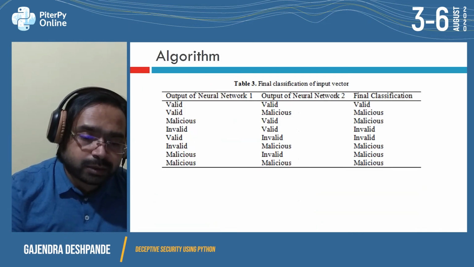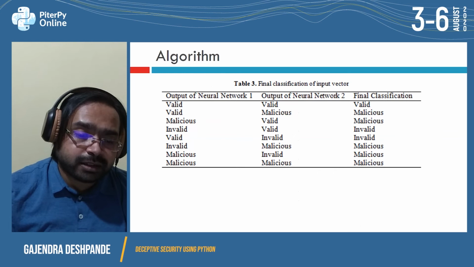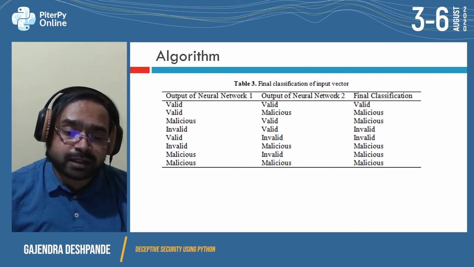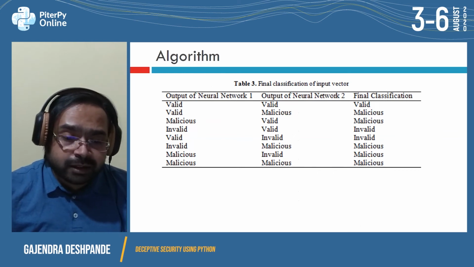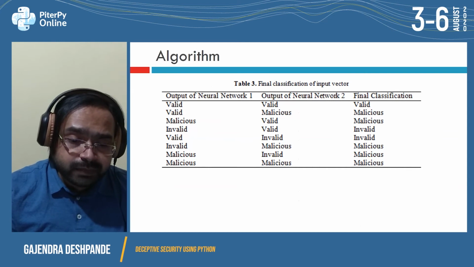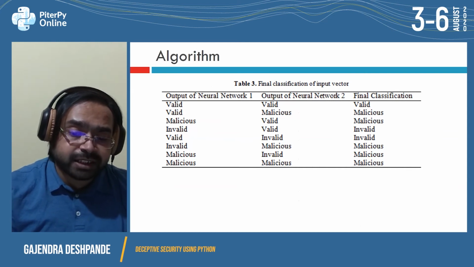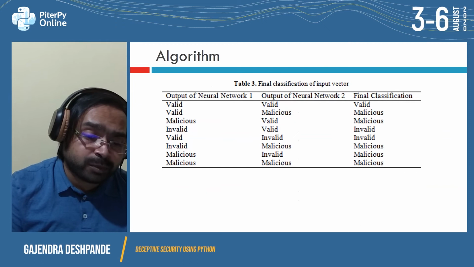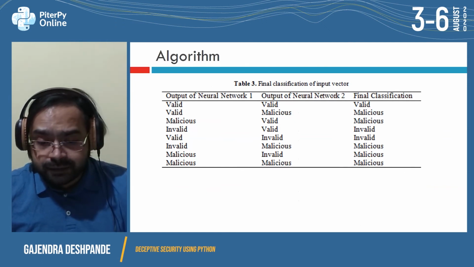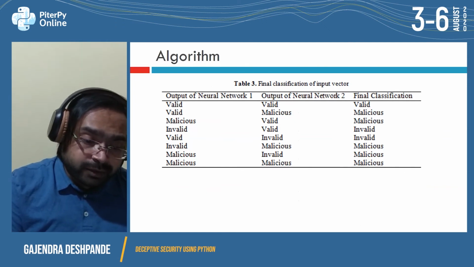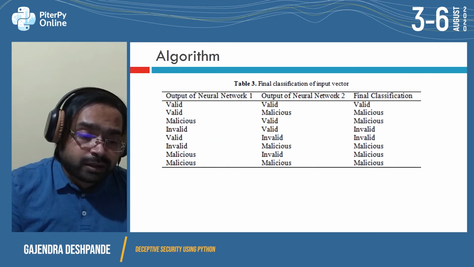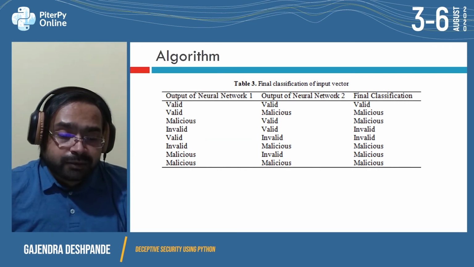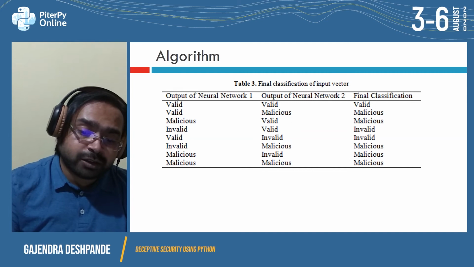Okay, so you can see in this slide the outputs of both the networks are mentioned. When one of the outputs is malicious, it is classified as malicious. When one of the outputs is classified as invalid, it is classified as invalid. But when we are comparing the results of the neural networks with respect to invalid and malicious, the result is always malicious.